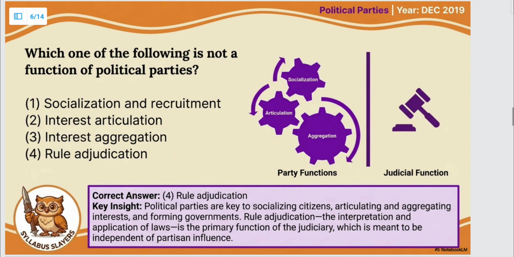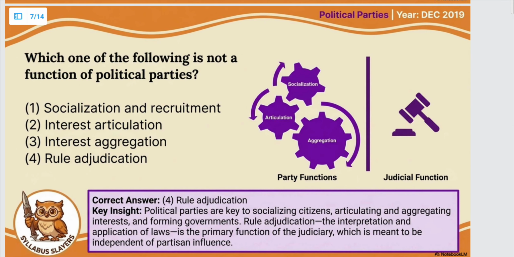दिसंबर 2019 का ही है. Which one of the following is not a function of political parties? Not a function पूछा है. Socialization and recruitment, it is a function. ठीक है, तो ये फंक्शन होता है. Interest articulation is also a function. Interest aggregation is also a function of political parties.